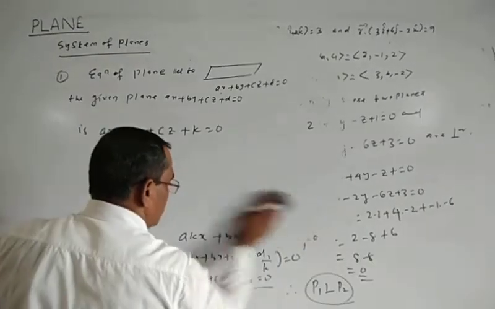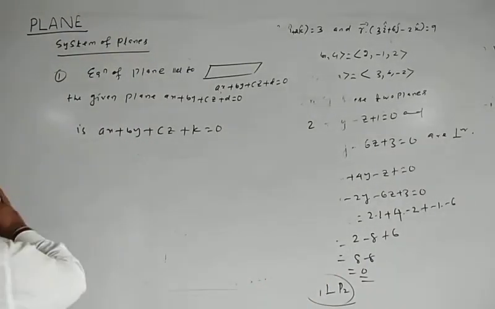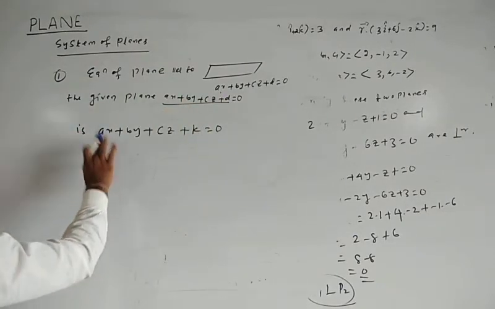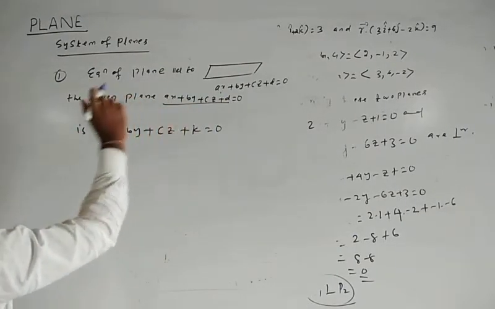So the equation of the plane parallel to the given plane ax plus by plus cz plus d equal to 0 is ax plus by plus cz plus k is equal to 0. Number 2.